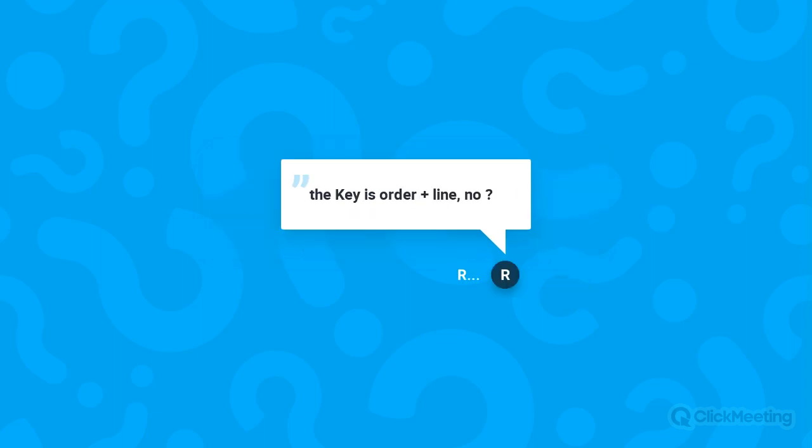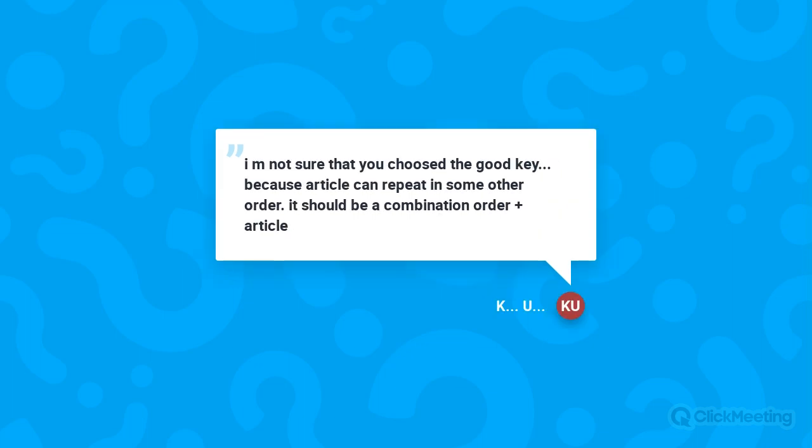I think this question was related to a doubt at a specific moment. Yes, Rafael, the key should be order plus line and not article. That's maybe my problem. Yes. So this one was also related to that moment, I think, from Clement. Yes, I was not selecting a very good key. I was selecting the article and not the order plus line. Yes, that was my problem. Okay, great.